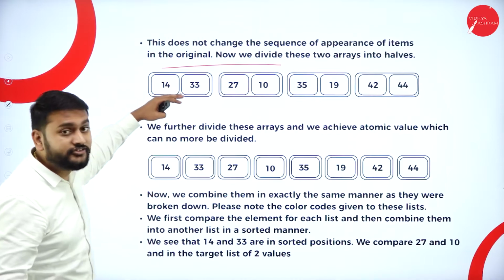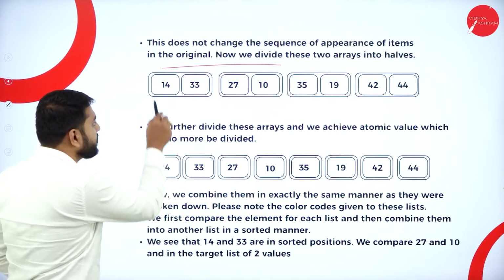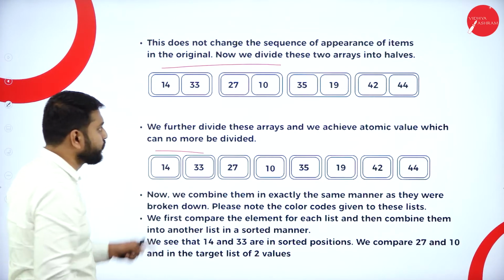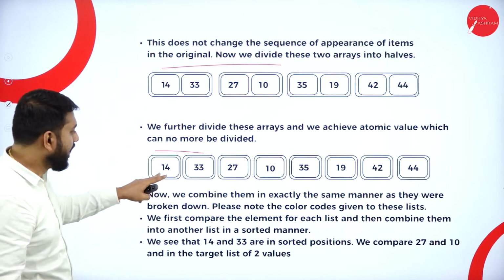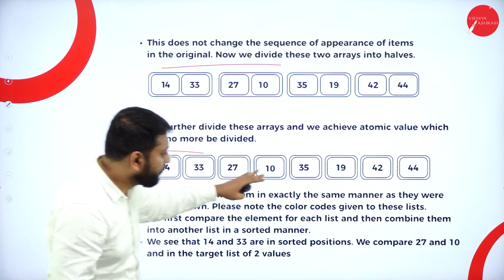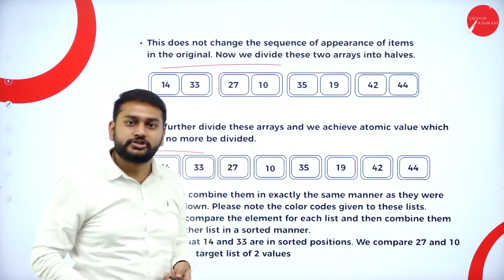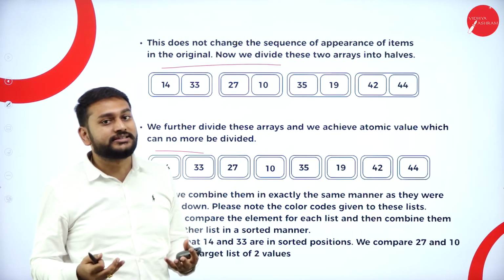So fine, after this, I will divide this again into two different parts. Observe, this was the first one which I had, 14 and 33. Again I have divided that into separate individual elements. So finally in the last state, I have separated the individual elements. After this, what is it that I have to do?